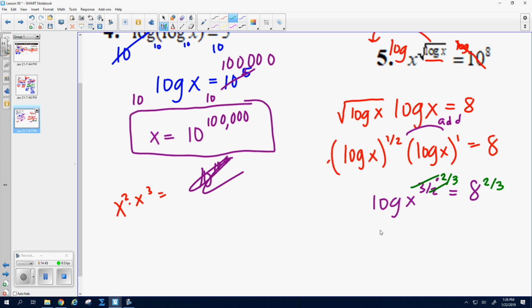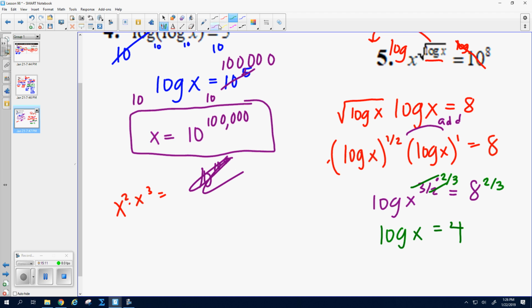So this can cancel, and I have just my log x. So I got rid of that exponent by doing the reciprocal in the exponent. And you should be able to do this in your head. So you're taking the cube root of 8, which is 2, and then you're squaring it. So what do you get for that? 4. Right? Cube root first, then square it.